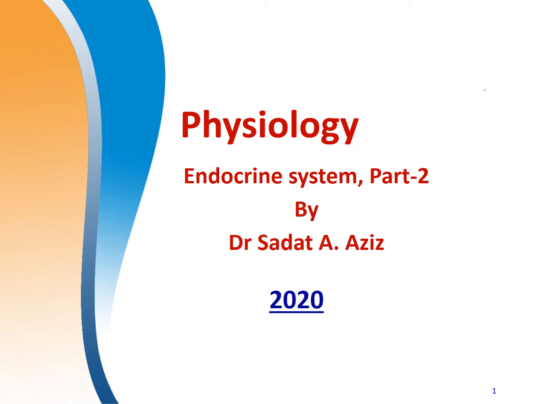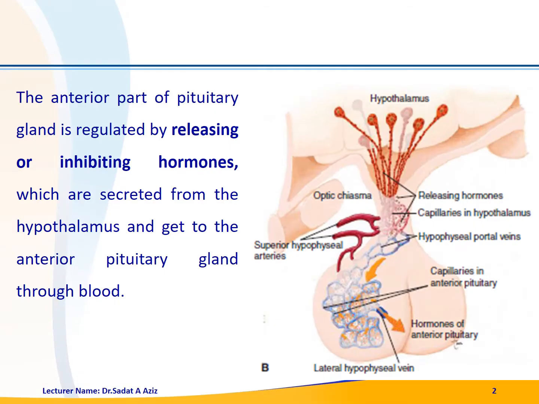وانە لەسەر endocrine system باس بکەین. If you remember what we said last time, we said pituitary gland is a small bean-sized gland which is located directly below the hypothalamus, and it's made of two different parts.